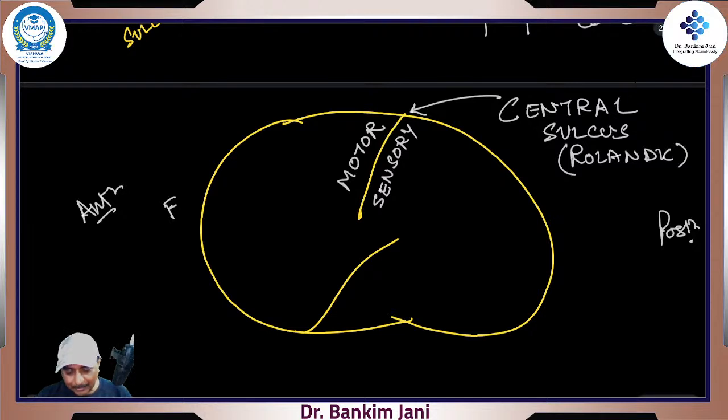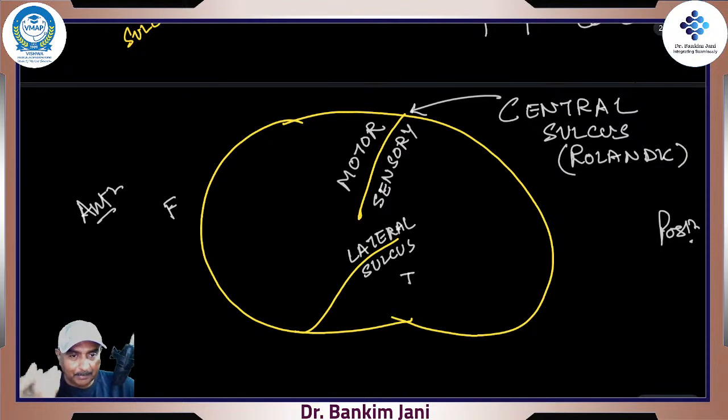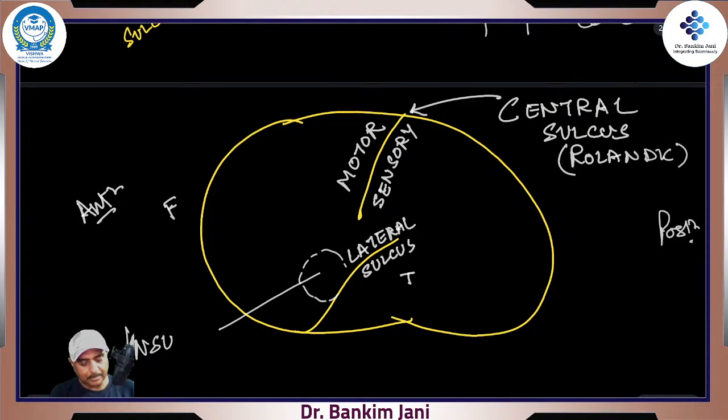Then this area is your temporal lobe. Over here is the lateral sulcus. The lateral sulcus is important because at the base, in the floor of the lateral sulcus, there is one area, this area. It is what is called the insula.